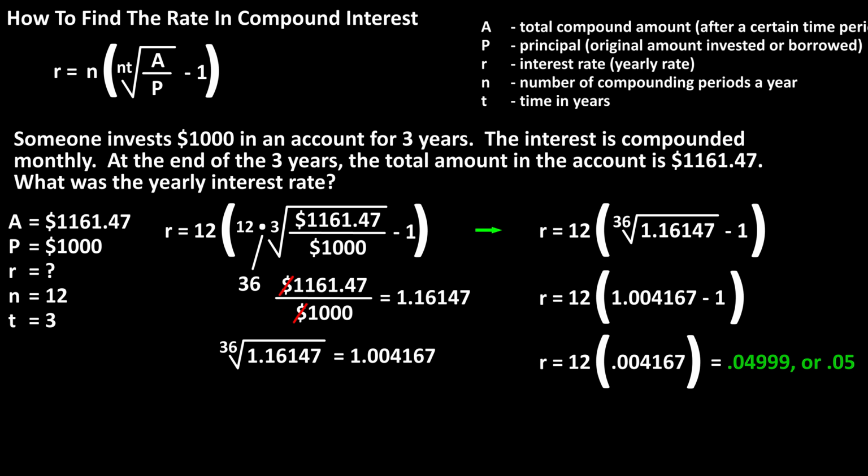To convert 0.05 to a percent, we move the decimal 2 places to the right and attach a percent sign to get 5%. And the yearly interest rate is 5% on this account. And that is how you solve for rate in a compound interest problem.